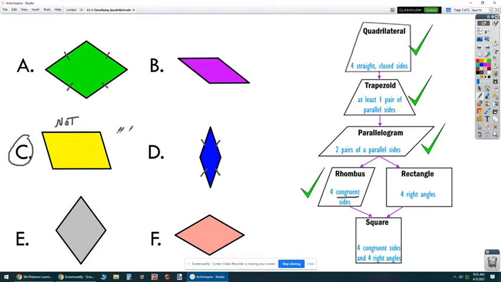It is a parallelogram because it has the top and the bottom parallel. It has the left and the right parallel, right? And it is a trapezoid and it is a quadrilateral, but it doesn't count as a rhombus because you can see the top and the bottom match, but the left side and the right side don't match the top and bottom, so it doesn't have 4 congruent sides.